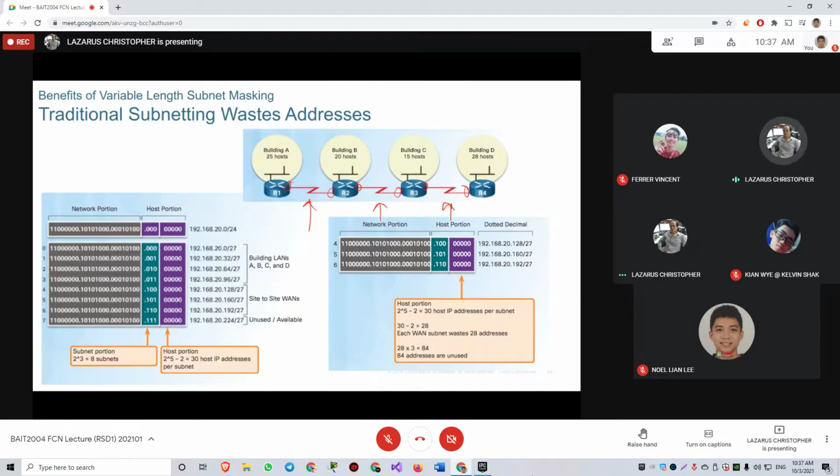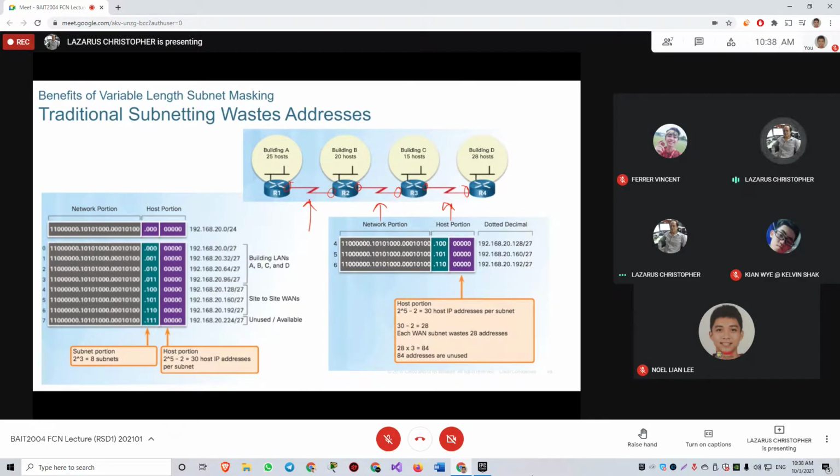Now, if you use traditional subnetting, not VLSM, then all the networks here, including the ones in between, will have an equal number of hosts. So permanently you will waste those additional host addresses, and we don't want that. We don't want to waste the address range.